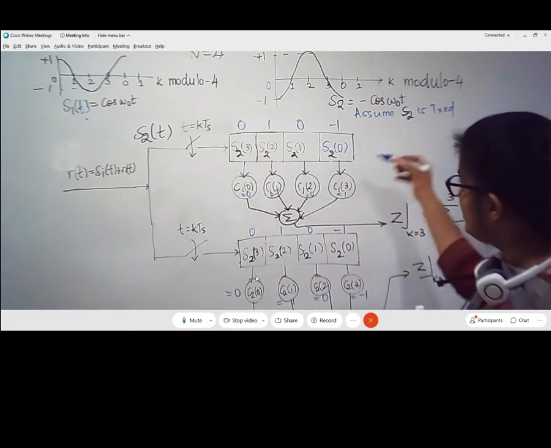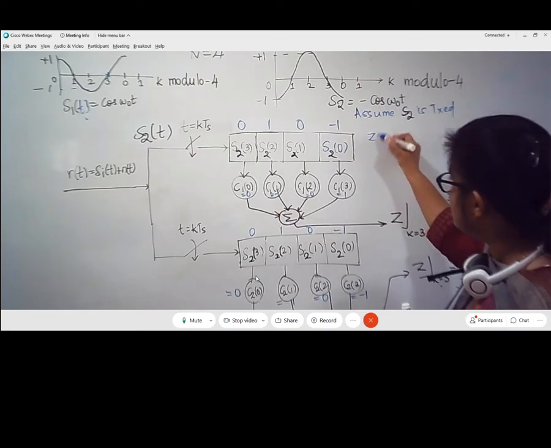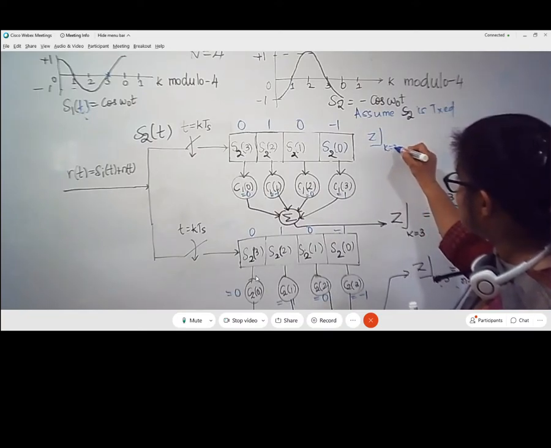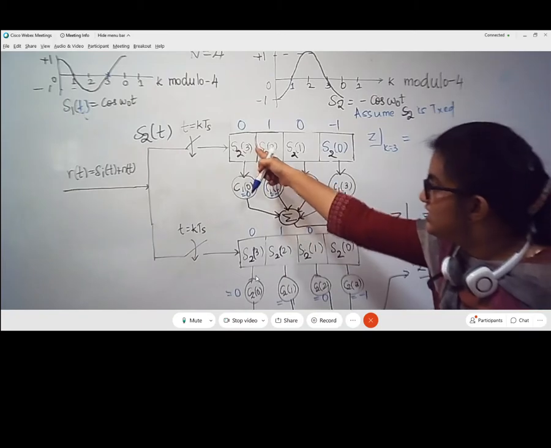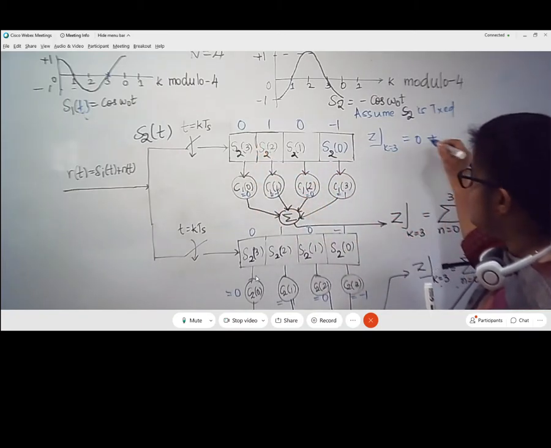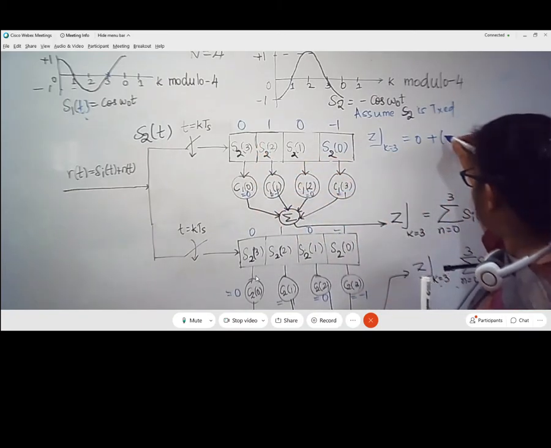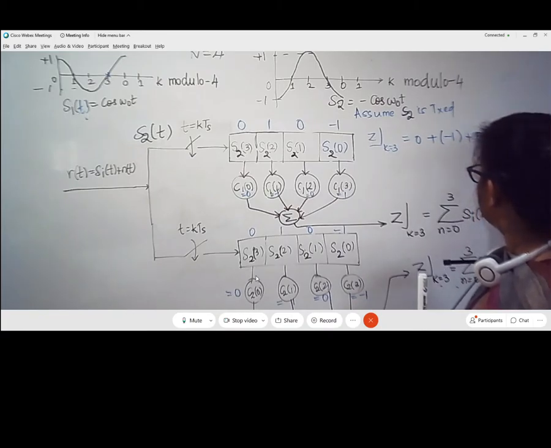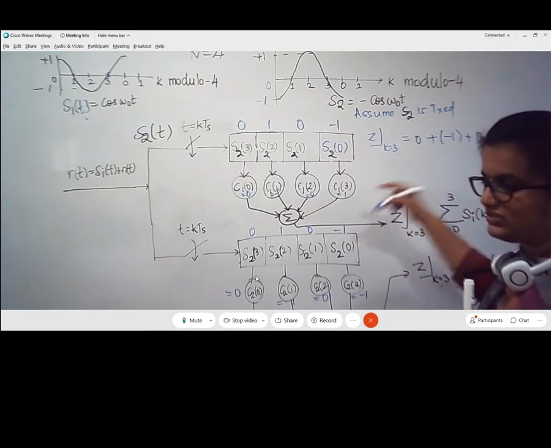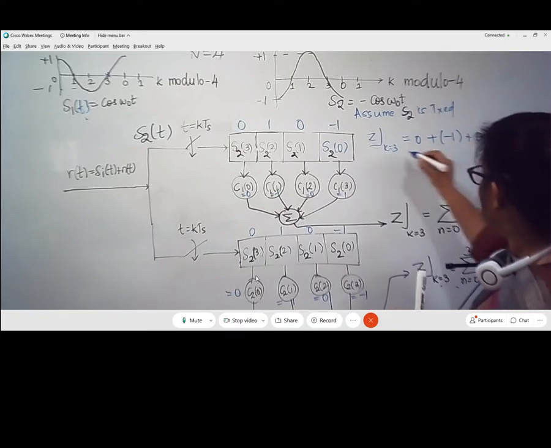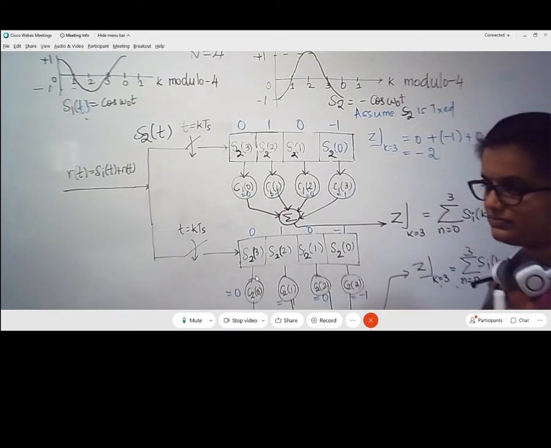Now you compare with the weights. You can check it over there. Z at time instance k is equal to 3. 0 into 0, 0. 1 into minus 1 is minus 1. 0 into 0 is 0. Minus 1 into plus 1 is minus 1. And this value is clearly negative here.